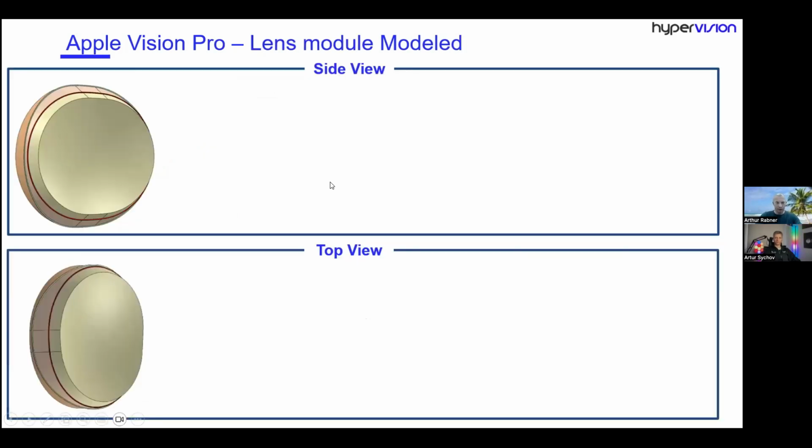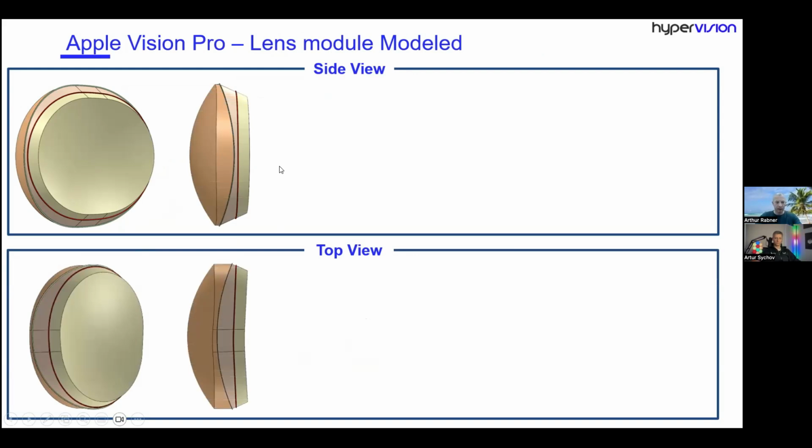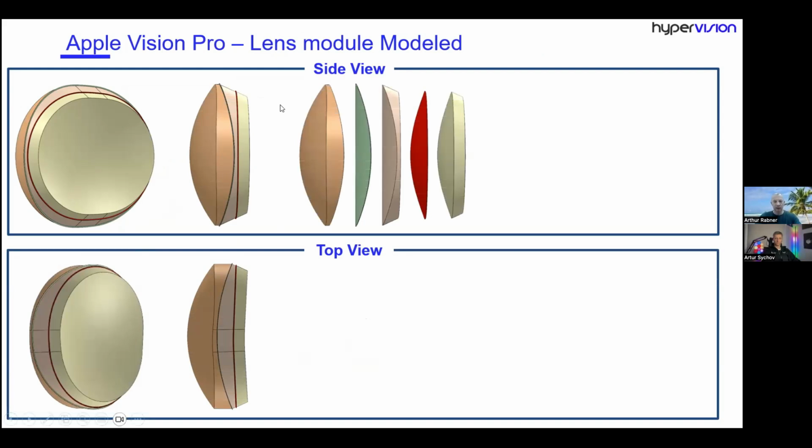Now, all right. I will show you the model of the lens from a different perspective, from side view, from top view. So this is the side view and side top view of the lens. Next, here is the explode view. I will explain. Yeah, I can explain right now.